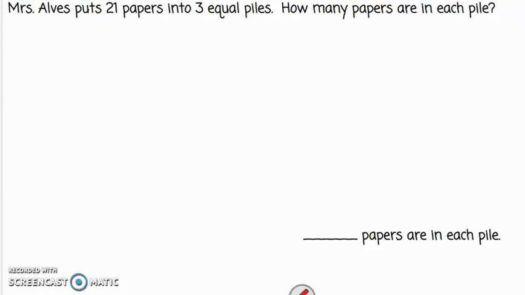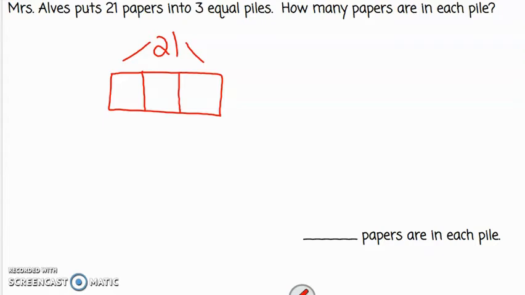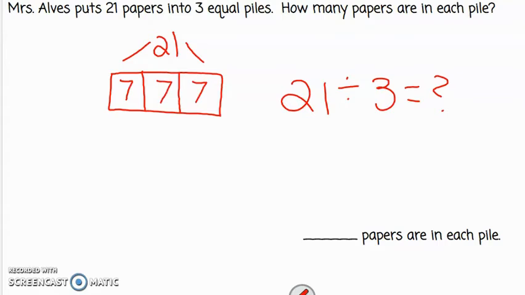Mrs. Alves has 21 papers and puts them into 3 equal piles. I can represent the 21 using a tape diagram, which is a great visual model. I can split the tape diagram into 3 equal parts to represent the piles. I need to find out how many papers would be in each pile. I can write this as a division sentence: 21 divided by 3. And I would find out that there are 7 papers in each pile.